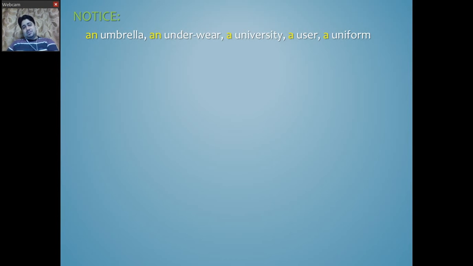But for the rest of these, the three here, we have a university, a user, and a uniform. They all start with the sound U, which is a consonant sound, not a vowel sound. So we need a here. I hope it's clear now, the difference between letter and sound. This is very crucial here in the field of articles.